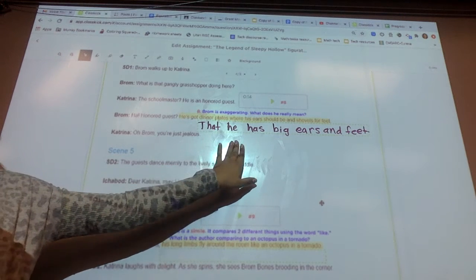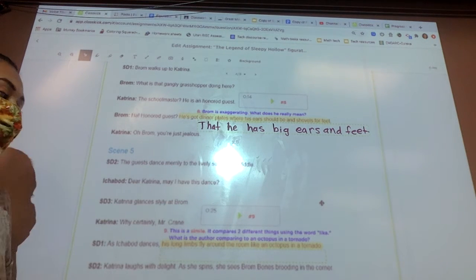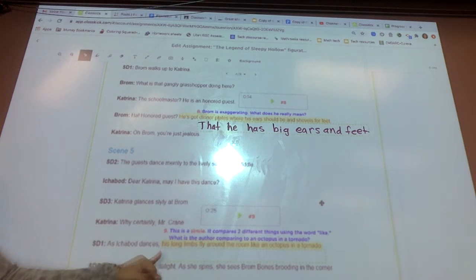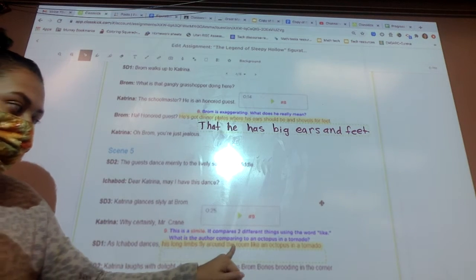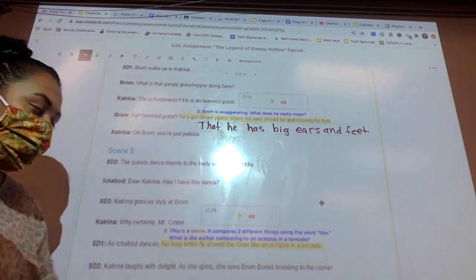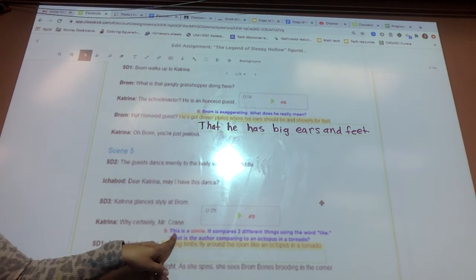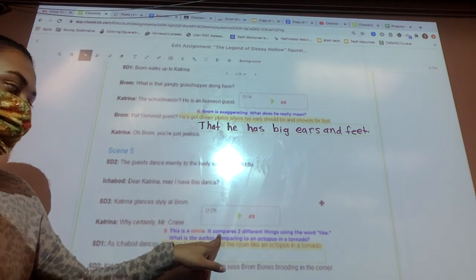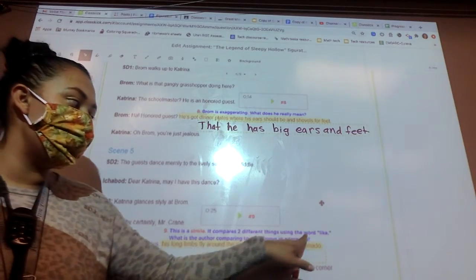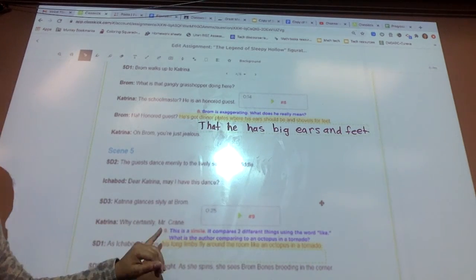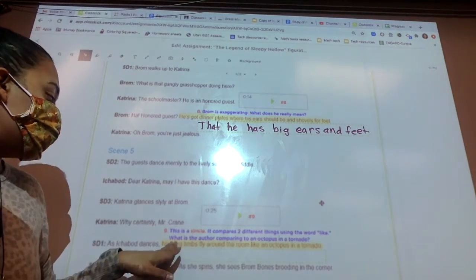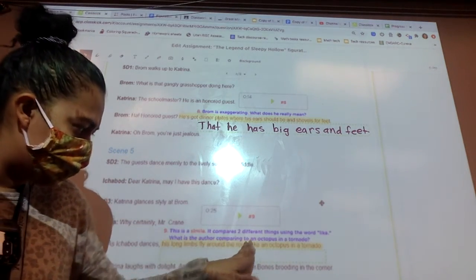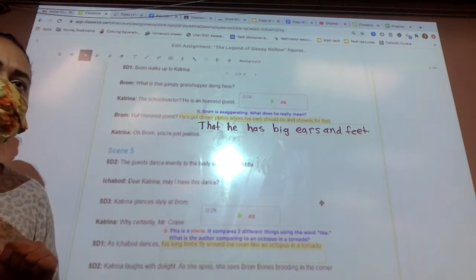Alejandro, you got it? 2, 1. Okay, right down here. "As Ichabod dances, his long limbs fly around the room like an octopus in a tornado." This is a simile. It compares two different things using the word like. What is the author comparing to an octopus in a tornado?